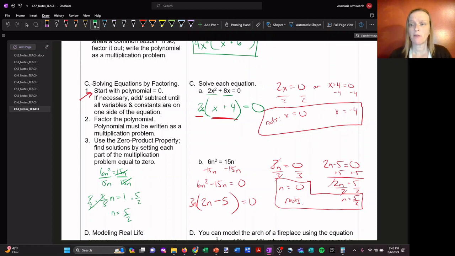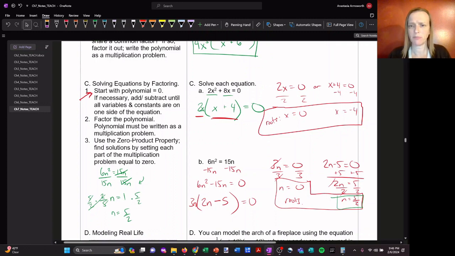Now, n equals 5 halves was one of the solutions that I had before. However, the other root disappeared. I have nothing here that said that n could possibly equal 0 because I divided away one of my possible values of n. So that's why you should subtract to get 0 on one side of the equation. You shouldn't try to divide to get rid of values of n.